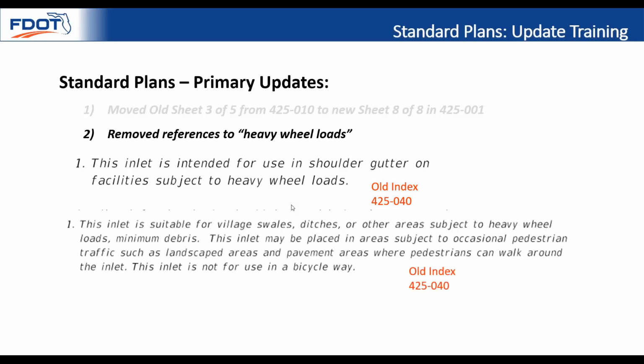And then that should be, I believe, 425-041. Sorry about that. But states what the inlet's suitable for, and then other areas subject to heavy wheel loads. The minimum debris, again, is a design parameter. The pedestrian traffic, that's all design parameters as well as use in a bicycle way. So by removing the reference to heavy wheel loads, now we just have an index. The contractor can build to that as what is shown in the index.